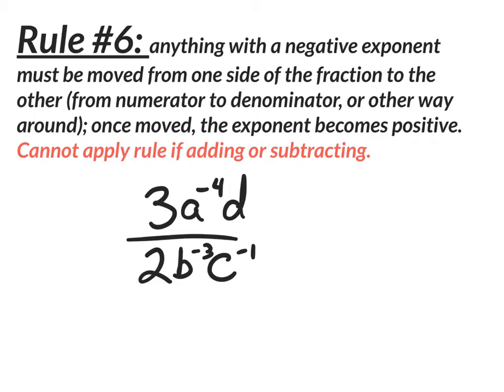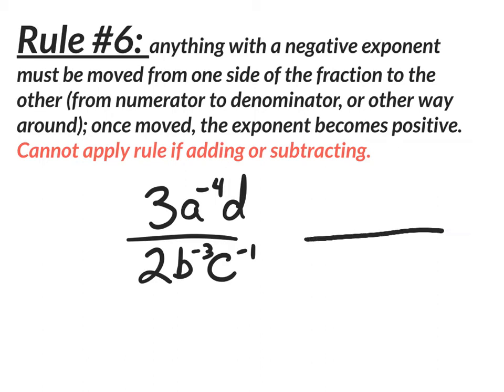But anyway, right here we have a lot of negative exponents, and we know that anything with a negative exponent must be moved from one side of the fraction to the other. So does the 3 have a negative exponent? No. The a does, the d does not, the 2 does not, the b does have a negative exponent, and the c does have a negative exponent. So it's important that you guys move only the ones with the negative exponent.